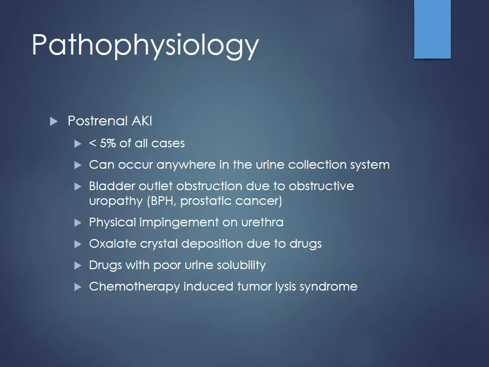And then drugs with poor urine solubility, so things like this can precipitate out. Methotrexate is going to be a big one here, especially when you see a lot of cancer patients. They get on very high dose hydration therapies to make sure they don't have methotrexate precipitating out in the kidneys. That can be a big one. And then also that tumor lysis syndrome we mentioned, which is mostly just uric acid.